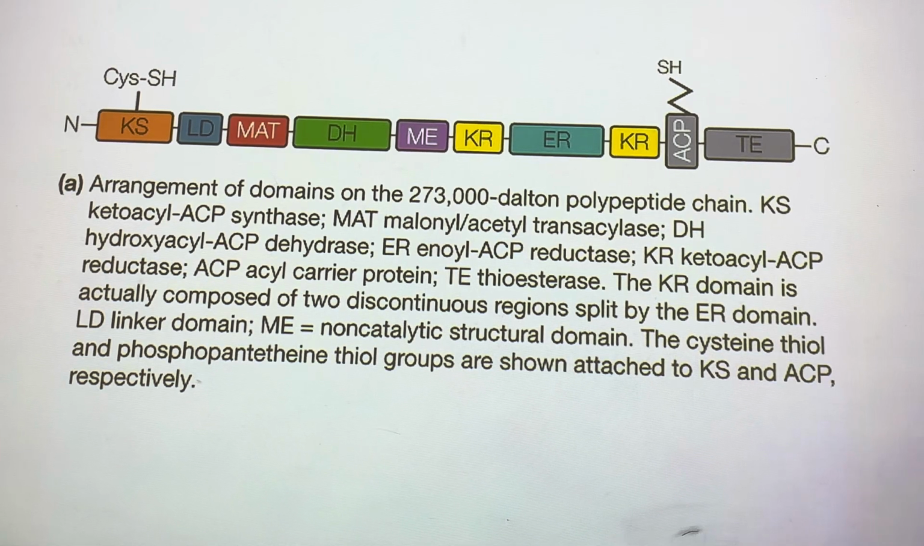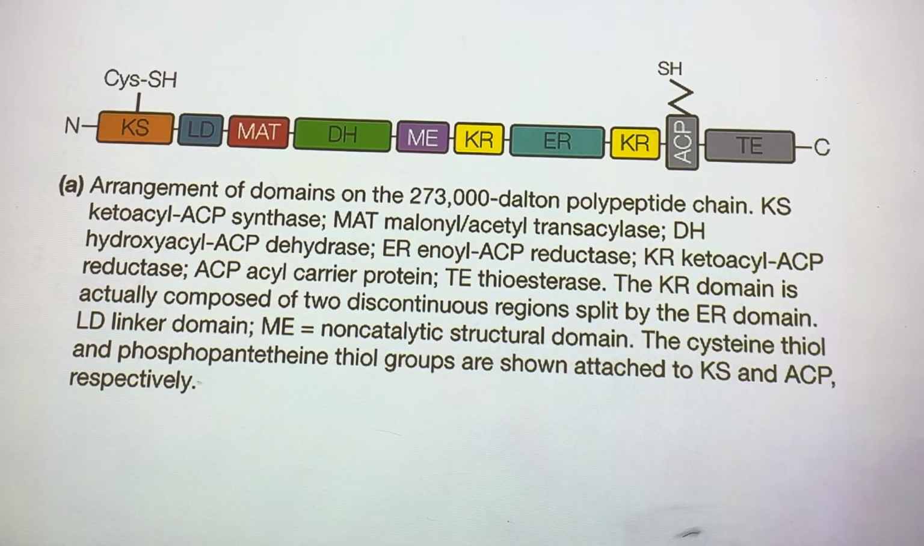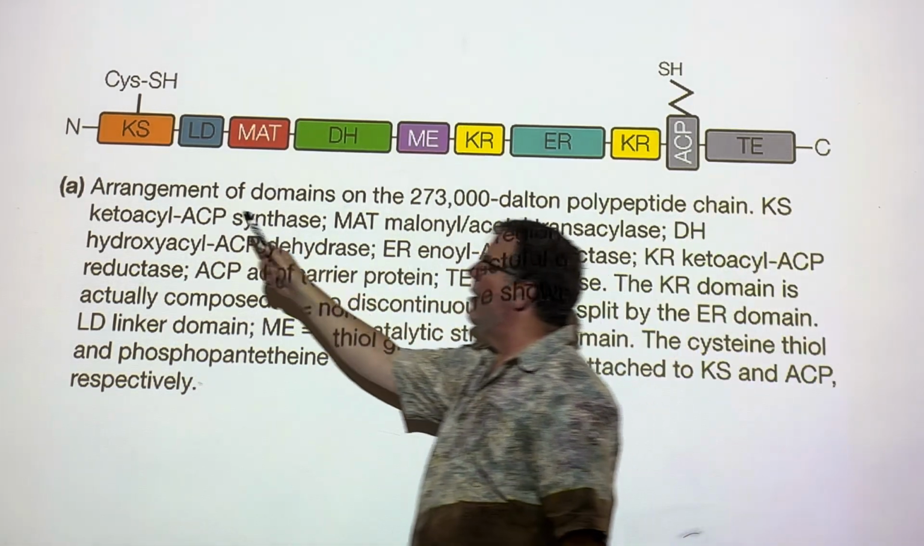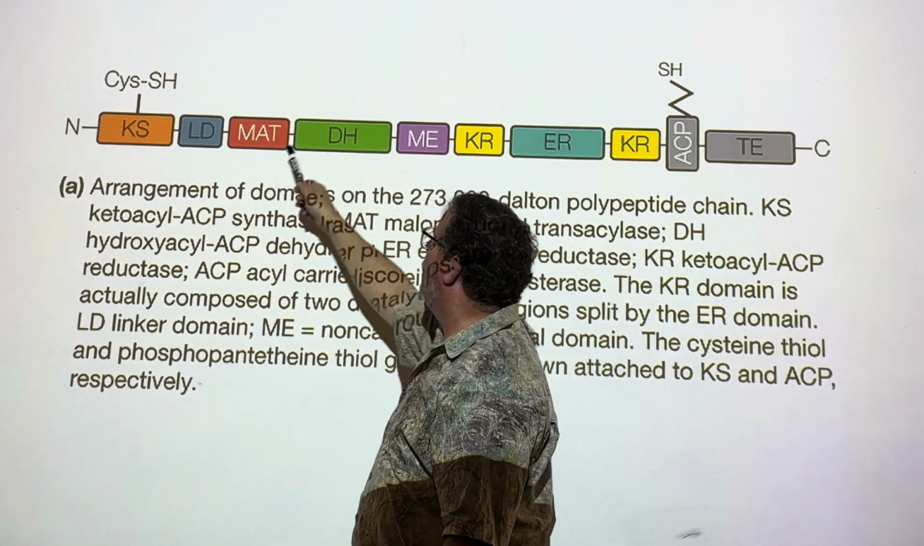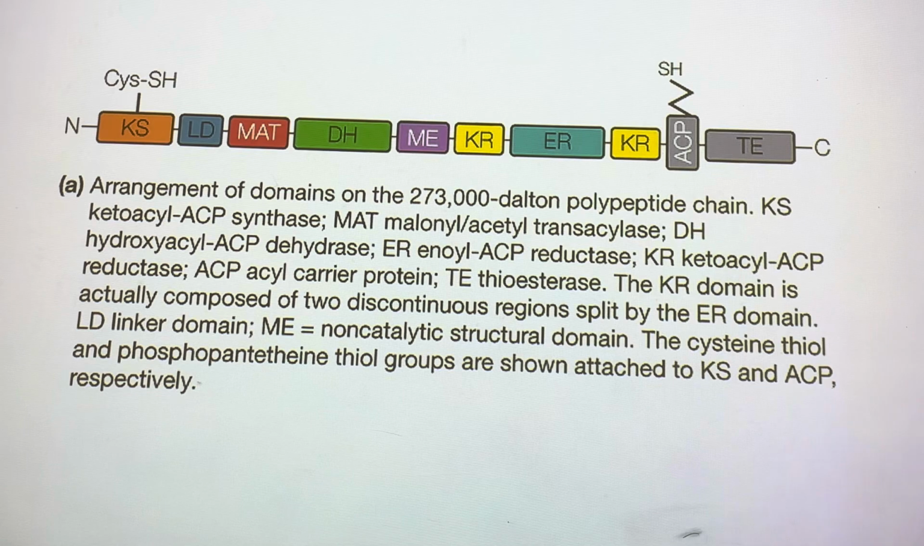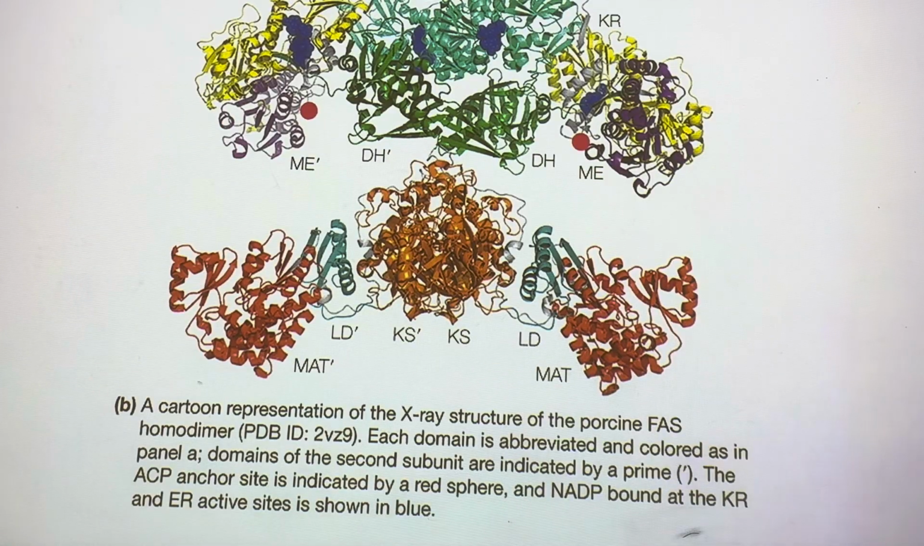Here is the arrangement of the different domains on the polypeptide chain. Here's the amino terminus, and then the carboxy terminus overall, and we have the condensing enzyme, the acyl transferase, dehydrogenase, basically all those different domains linked together. And presumably they arose by gene fusion, where all the stop codons in between the individual genes were mutated away, so then it ended up becoming a single polypeptide. Here's just another view of the arrangement of that multifunctional polypeptide.